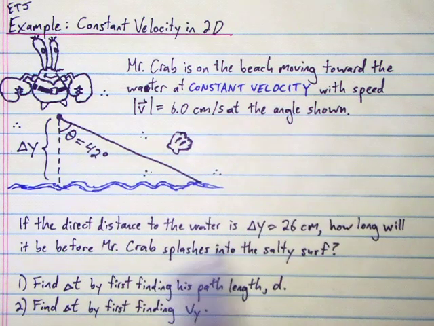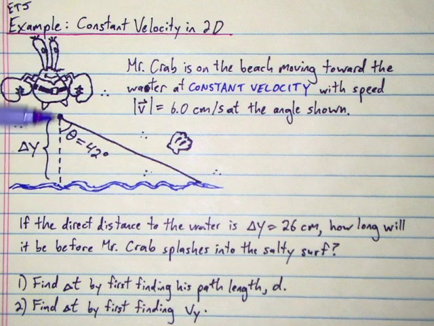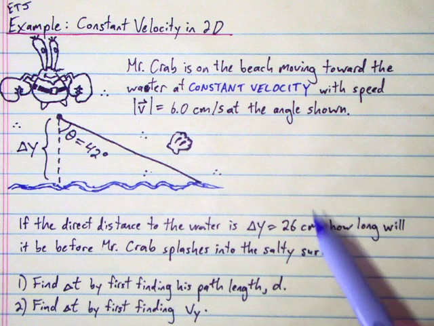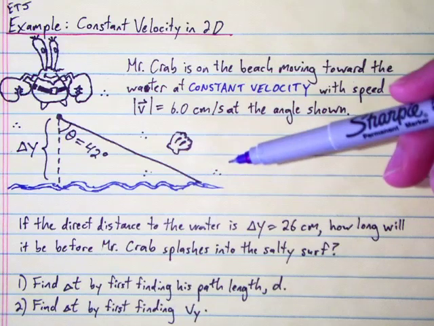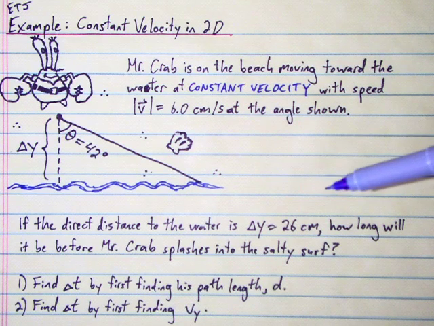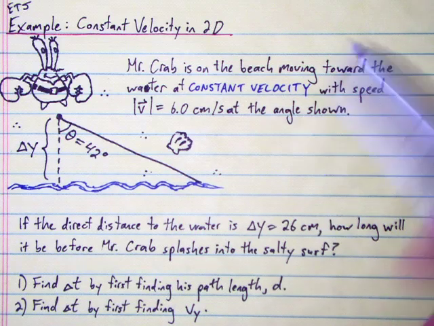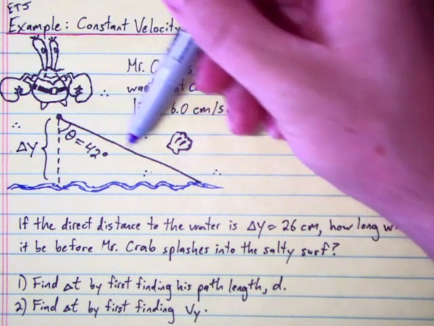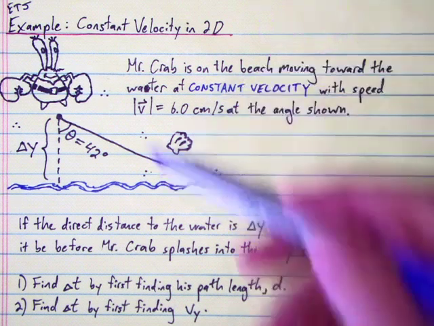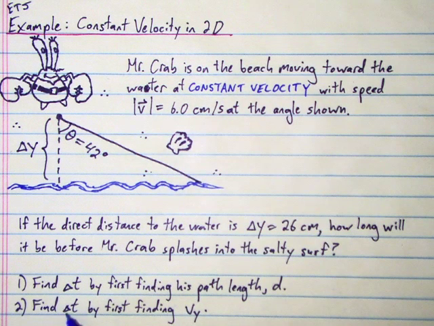Now, if the direct distance to the water, this distance here, is 26 centimeters, how long will it be before Mr. Crab hits our water here? It's a simple problem, but I would like you to find the answer in two different ways. First, find the change in time by finding his path length, the length of this path here, d. And then the second way would be to find delta t by first finding the y component of his velocity.